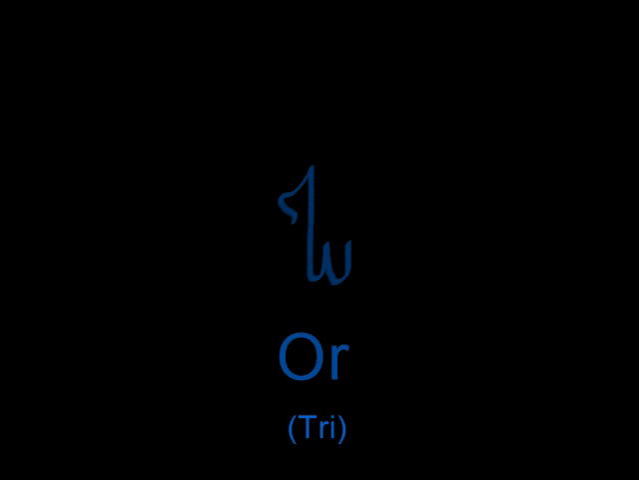After oak is the letter or. This has a meaning of tri and is used in words that involve a quantity of three, a trinity, the third in a series, and a fraction equal to 1/3.